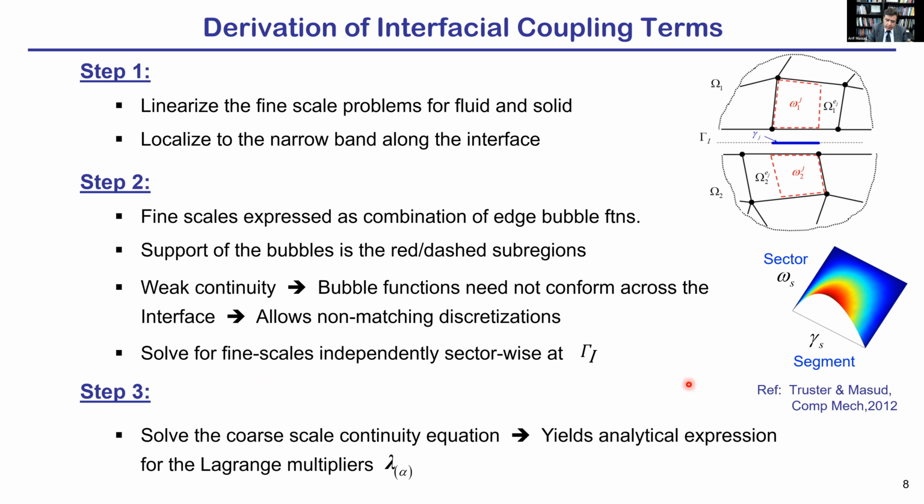So the question then is, is it possible that we can also get an expression for the Lagrange multiplier, for which we need another equation? And for that, we will go to the coarse scale continuity equation. And I will now show you how it is done.